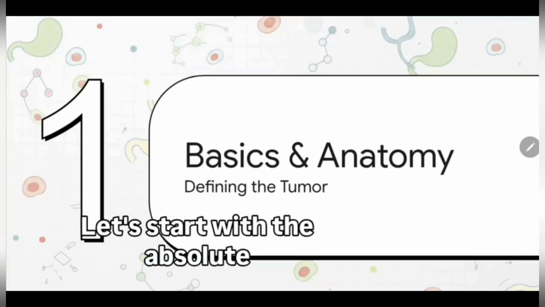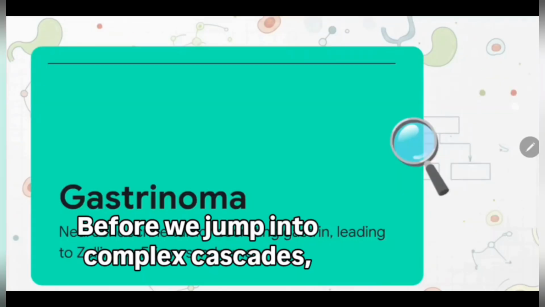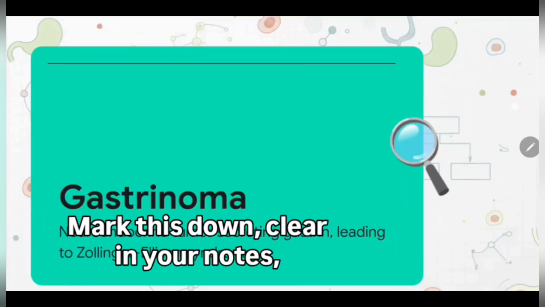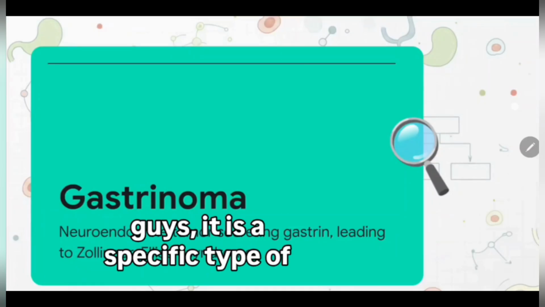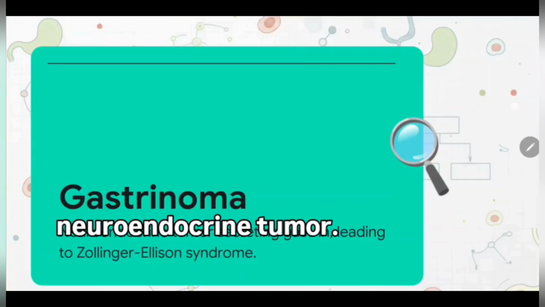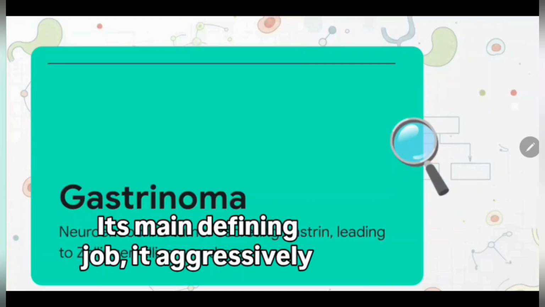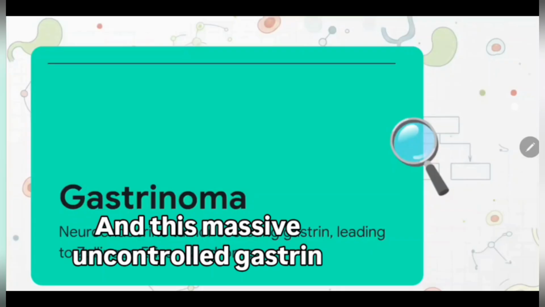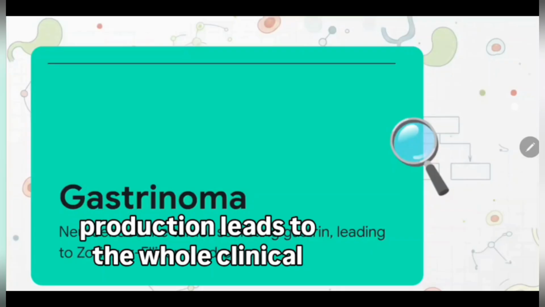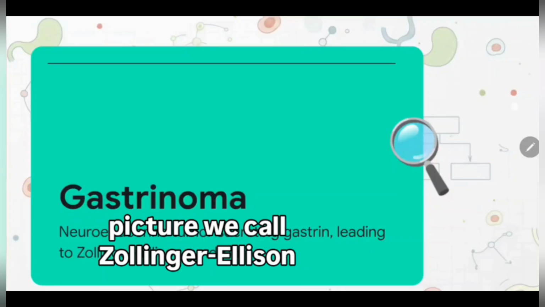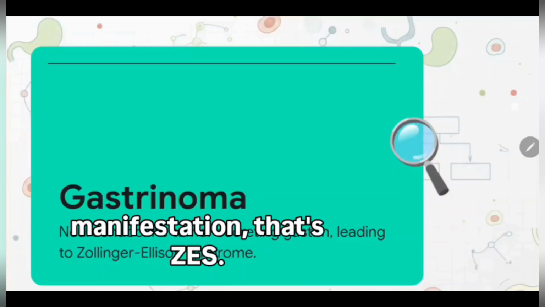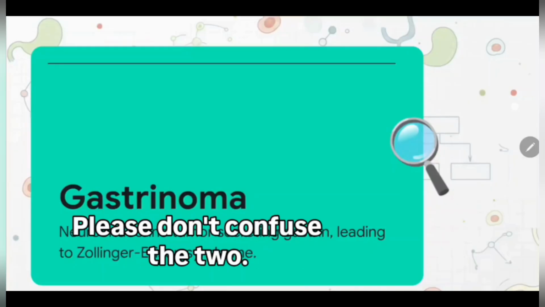Section 1. Basics in anatomy, defining the tumor. Let's start with the absolute fundamentals. Before we jump into complex cascades, what exactly is a gastrinoma? Mark this down clearly in your notes, guys. It is a specific type of neuroendocrine tumor. Its main defining job: it aggressively secretes gastrin, and this massive, uncontrolled gastrin production leads to the whole clinical picture we call Zollinger-Ellison Syndrome. So remember, the tumor itself is the gastrinoma, but the resulting manifestation, that's ZES. Please don't confuse the two.